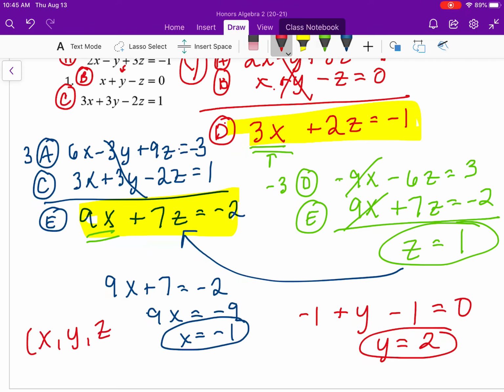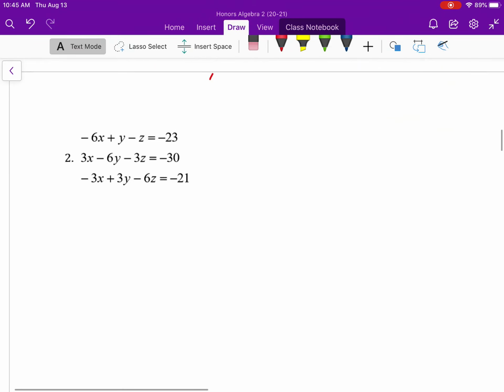So now, the way we write this is we write x, comma, y, comma, z. So in our case, -1, 2, 1. And this will work for all three equations. That is one consistent answer. Now let's try another one.